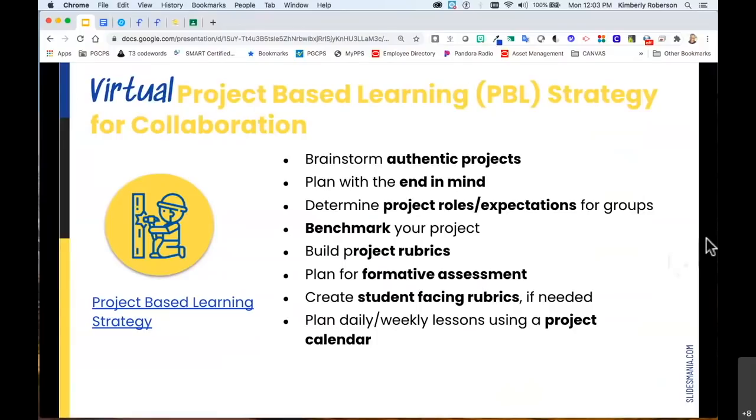Plan daily and weekly lessons using a project calendar. Include specific times for project work, both independent and with groups, as well as a time to meet with you as the instructor.